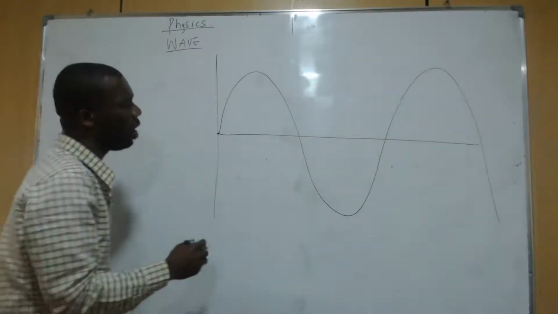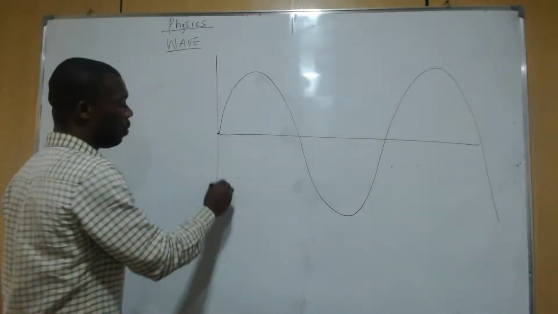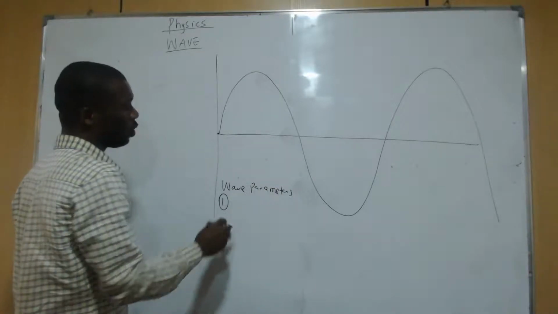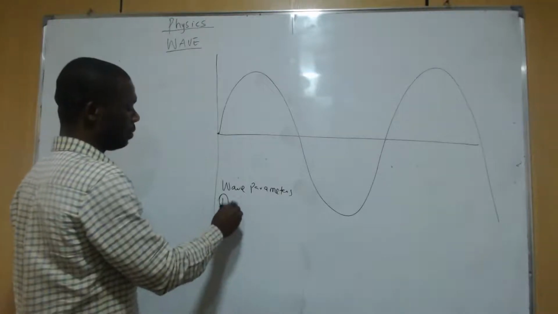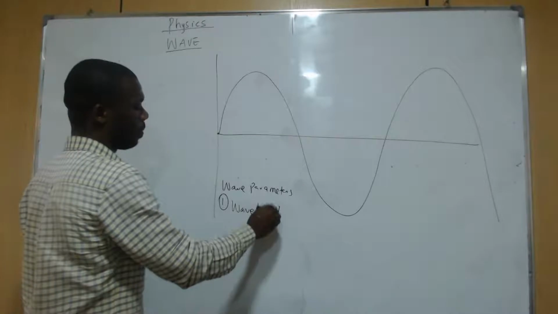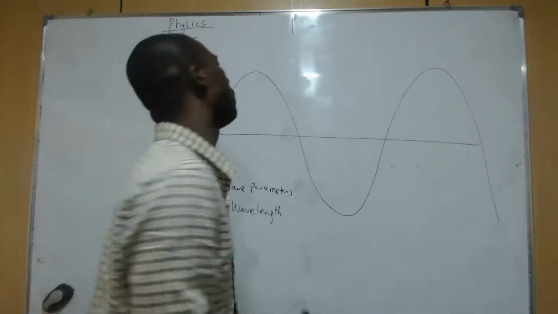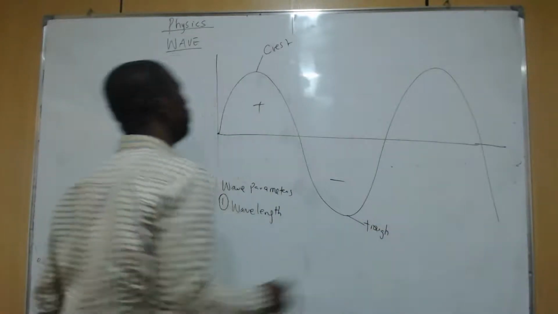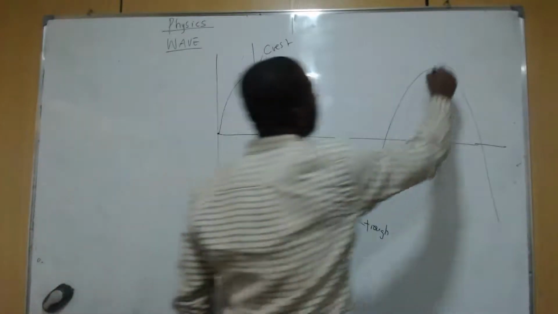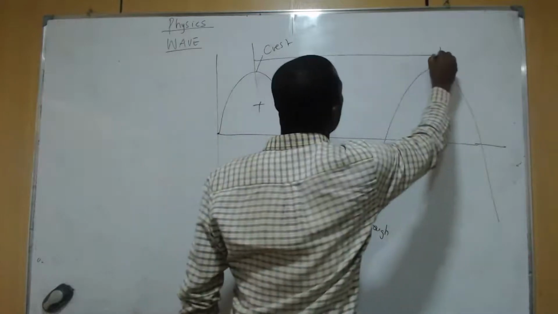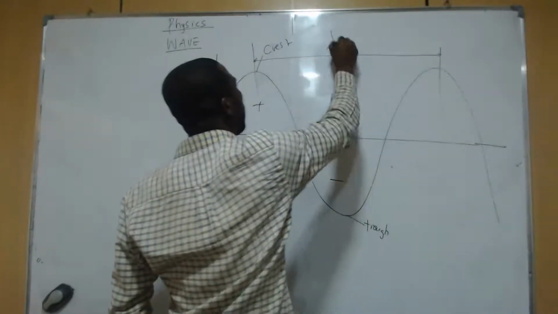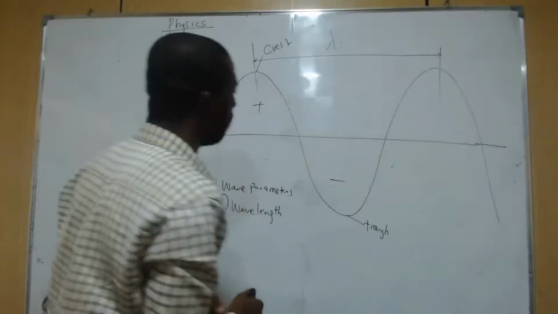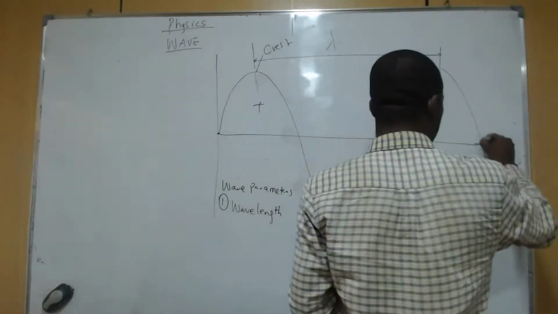Now, we have some wave parameters. One is what we call the wavelength. When you look at a wave, the top is the crest, while the bottom is known as the trough. The distance between two successive crests gives us the wavelength, lambda, or we say the distance between two successive troughs.